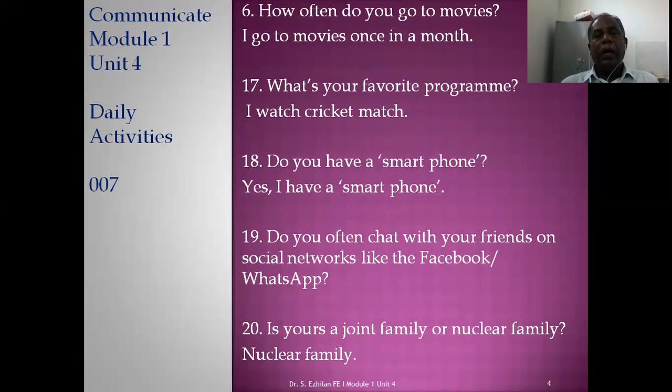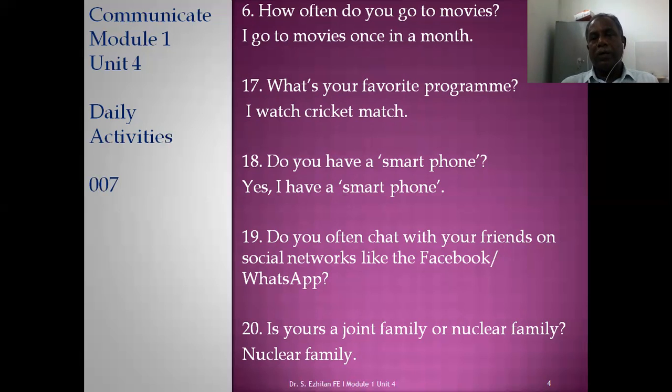I repeat, how often do you go to movies? I go to movies once in a month. What's your favorite program? I watch cricket match. Do you have a smartphone? Yes, I have a smartphone. Do you often chat with your friends on social networks like Facebook, WhatsApp? Yes, of course. Is yours a joint family or nuclear family? Nuclear family, or joint family. So you can answer accordingly.